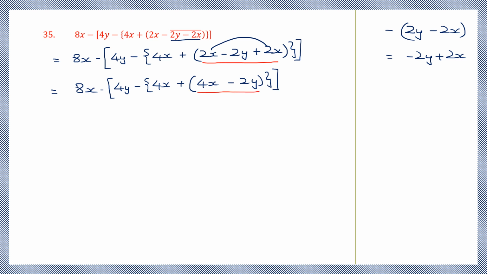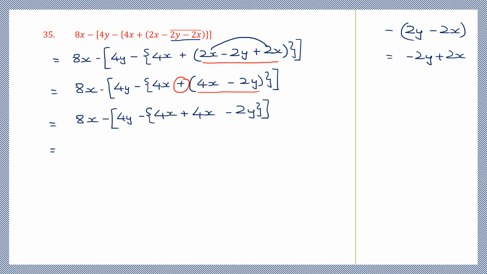Now we can remove the common brackets. So here it is 8x minus 4y minus curly bracket we have 4x. Now before removing you must always see what is a sign before the bracket. It is a plus sign here, so no change in any sign inside the bracket. So plus 4x minus 2y. So the common brackets are removed, put back the curly bracket and the square bracket.